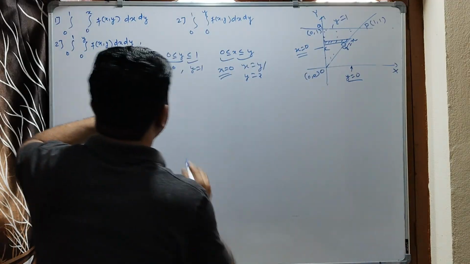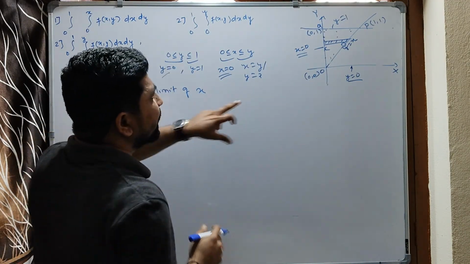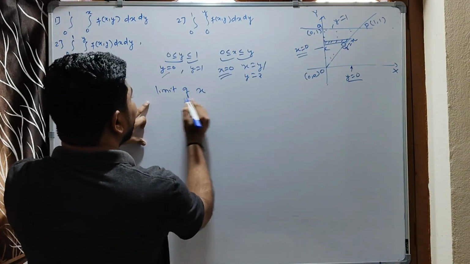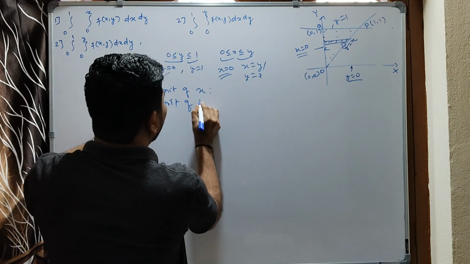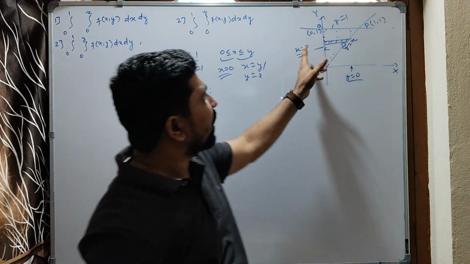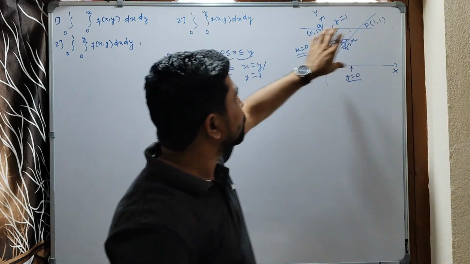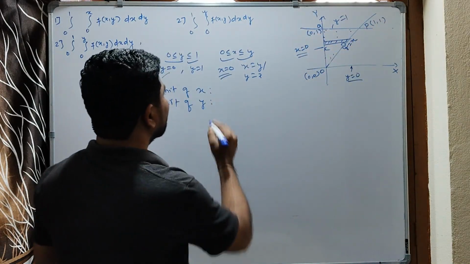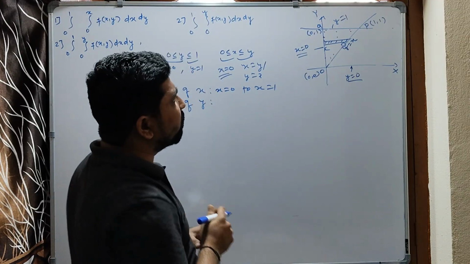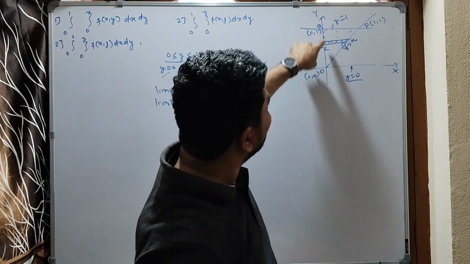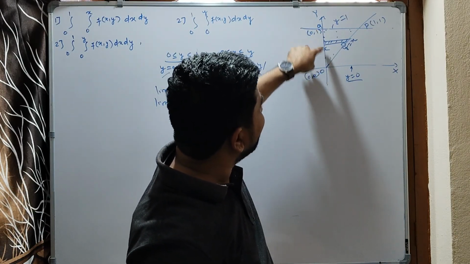Now the limits of x. My region of integration is OPQ. After that, find the limits of x and the limits of y. Along the positive direction of the x axis, x goes from 0 to 1, and the limits of y: y starts from 0 to 1, along the positive direction of the y axis.